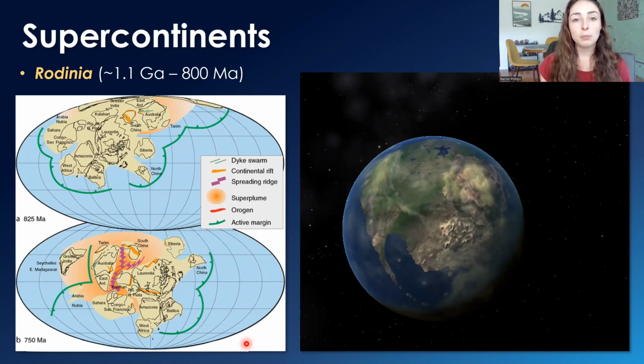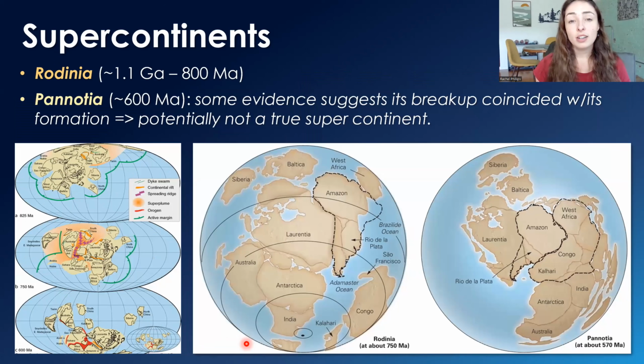Rodinia formed around 1.1 to, I see estimates up to 1.3 billion years ago, and lasted until about 800 million years ago when it began to break up. After Rodinia's breakup, the continents reconfigured into the next supercontinent called Pangea, which was a relatively short-lived supercontinent that, to my understanding, has some controversy surrounding it because some evidence suggests that its breakup coincided with its formation, and thus it wouldn't have been a true supercontinent.